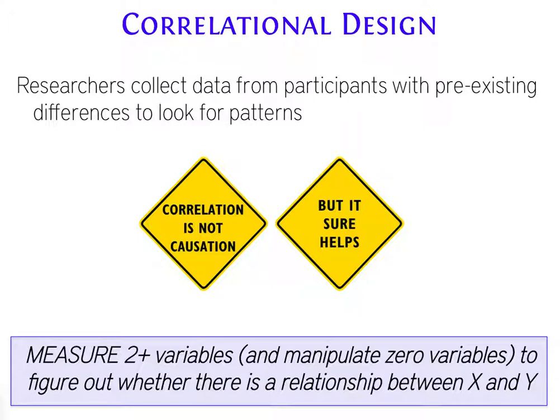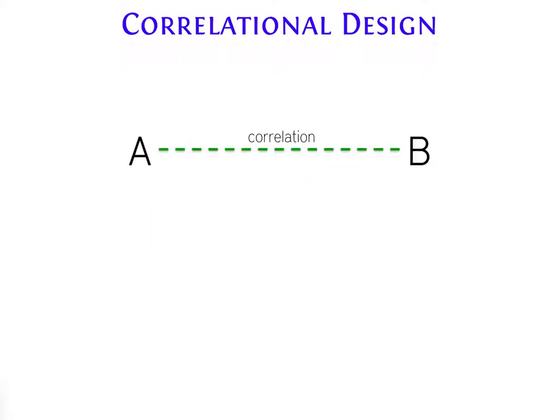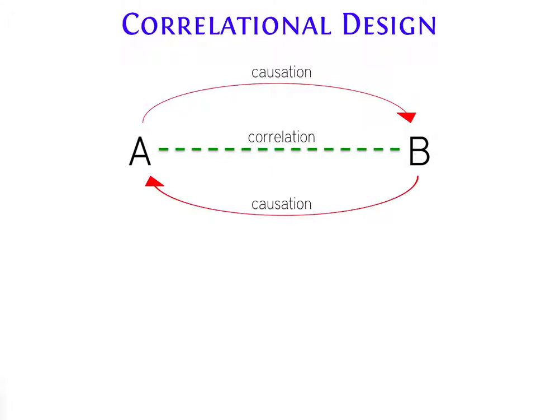You've probably heard the phrase, correlation does not imply causation. Why is it that correlational designs don't produce evidence of causal relationships? Well, correlational designs measure differences at a single point in time, so we can't tell what came first. This is the problem of reverse causality. If A and B are correlated, that could be because A causes B, but it could also be because B causes A, and we will have no way to tell.